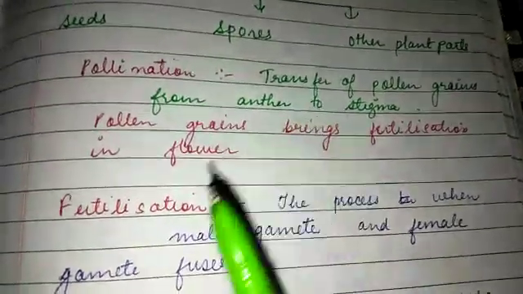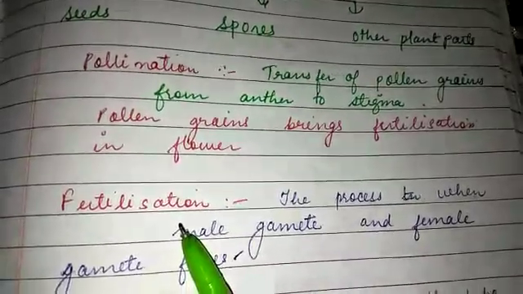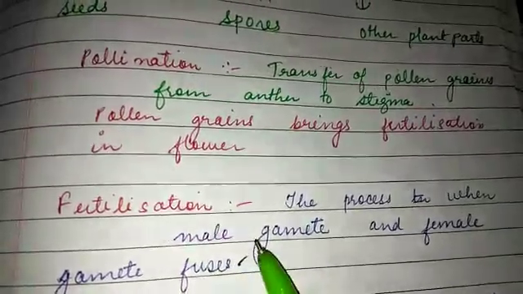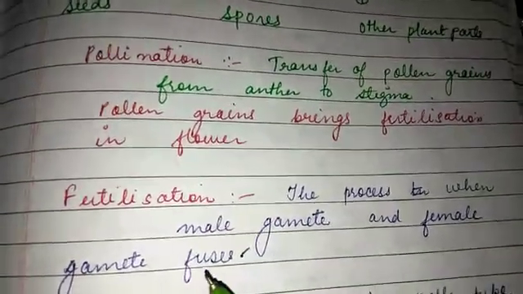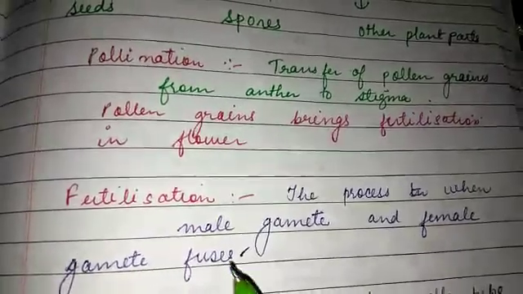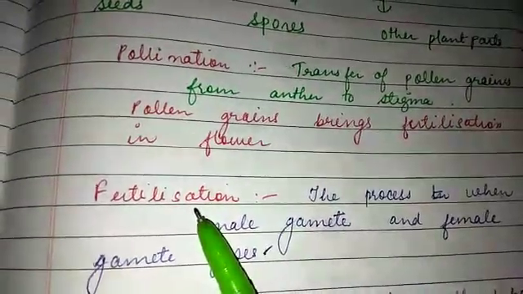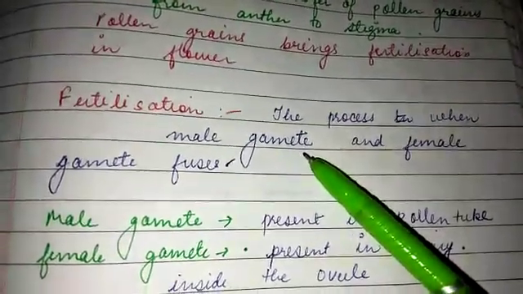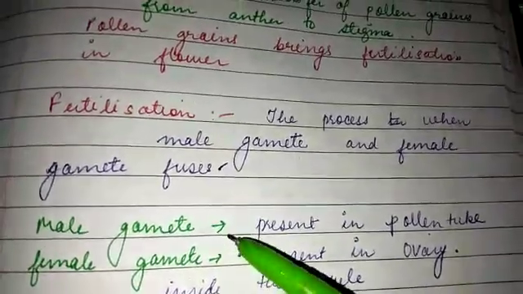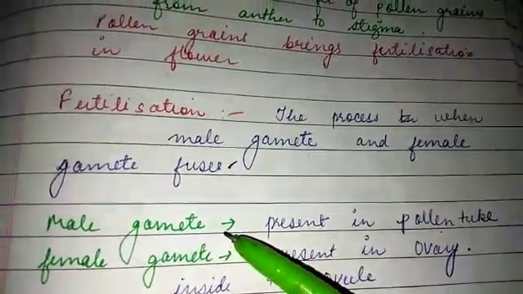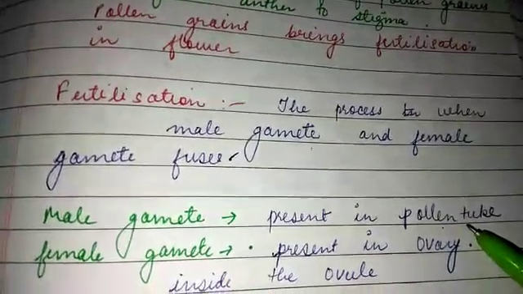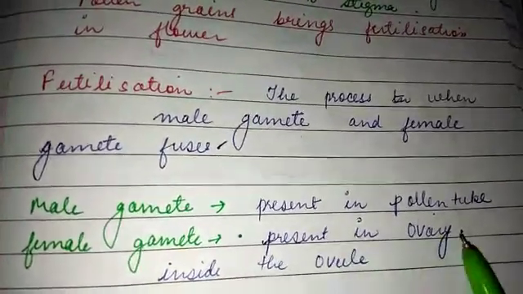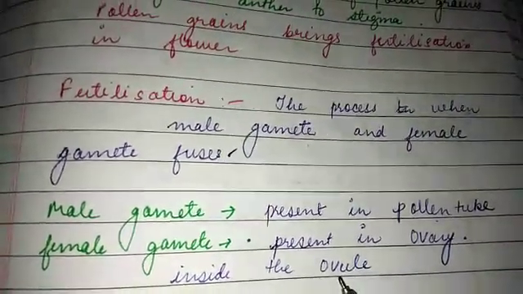So now we'll see the term fertilization. What is fertilization? Plants have one male gamete and one female gamete, and when they fuse, that process is called fertilization. Then we'll see what this male gamete is and where it is present. In plants, the male gamete is present in the pollen tube. The female gamete is present in the ovary, inside the ovules.